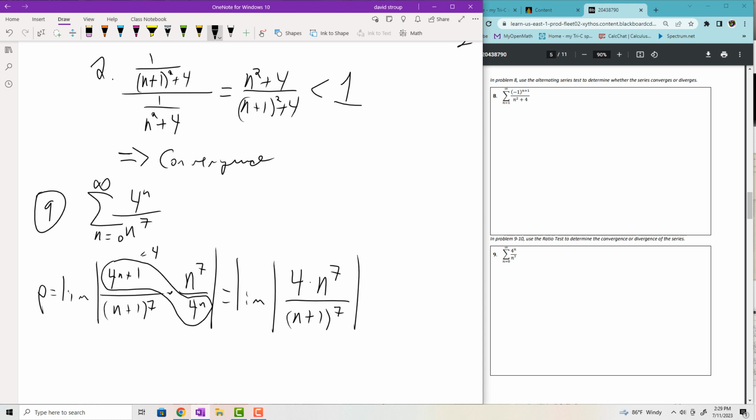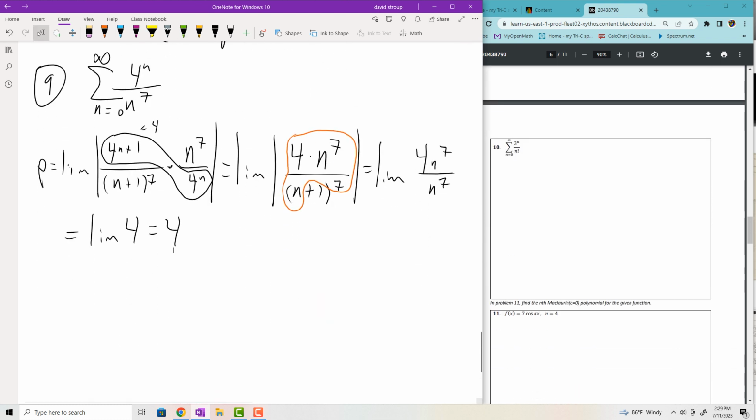So here we can circle off the high degree parts. The high degree term in the numerator, there's only one term, so it's 4n to the 7th. Then in the denominator, if you were to multiply that out, the leading term would be n to the 7th. Okay, so we can circle those off and then take the limit. It would be 4n to the 7th all over n to the 7th, which is basically just the limit of 4. So that will equal 4. Okay, so what does that say? Well, that's greater than 1, so therefore it is divergent.